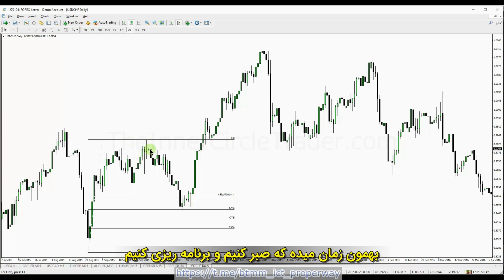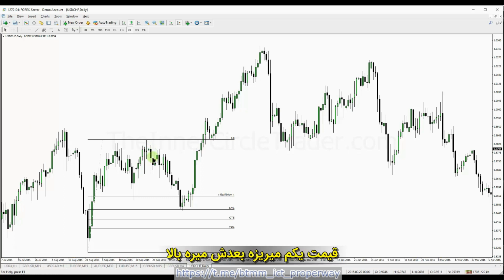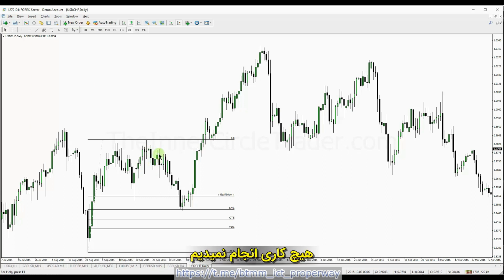Okay, it gives us all kinds of time to wait and plan and build an idea about what specifically we're going to do when price gets to equilibrium. Price drops down a little bit more, then it goes up. What do we do the whole time this is happening? Nothing. We're not doing anything.